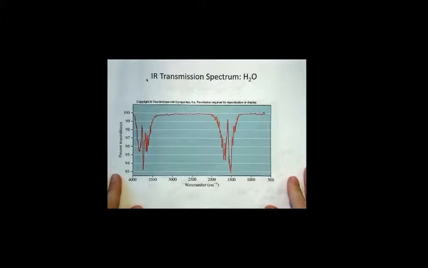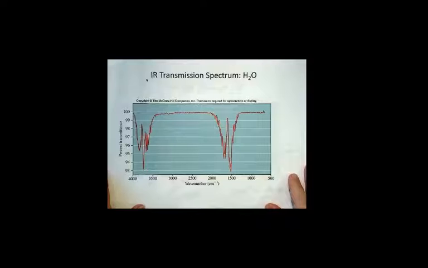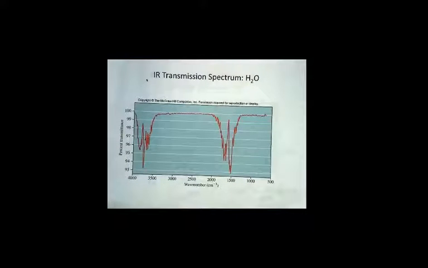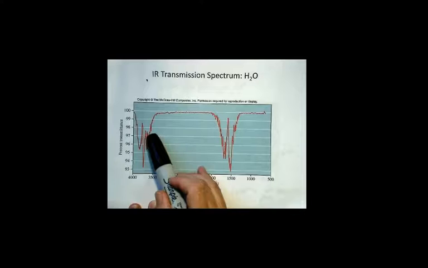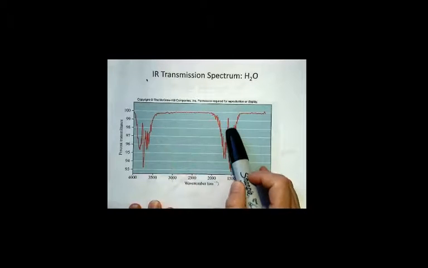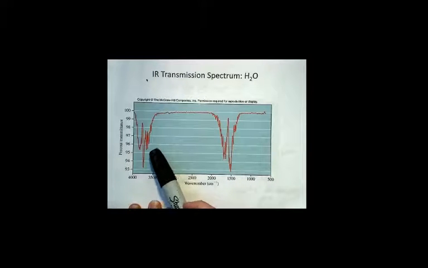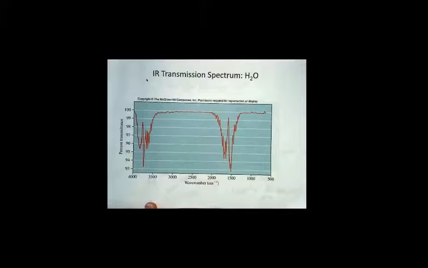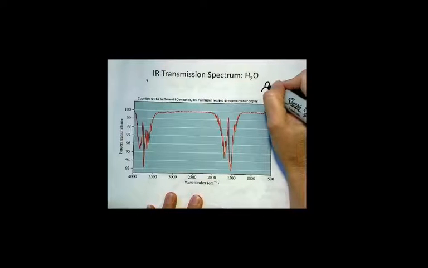What do you think? Is water a greenhouse gas? Yes or no? This is an IR transmission spectrum. And so what we can see here is that there are also two regions of absorption or limited transmission, one up here and one down here. Actually it looks like kind of a region and another one. And so clearly the water is also absorbing infrared radiation.